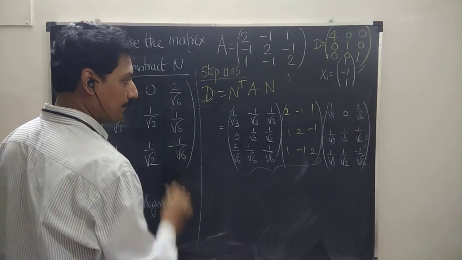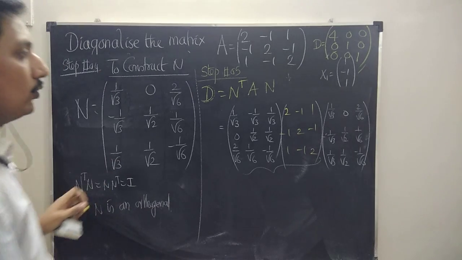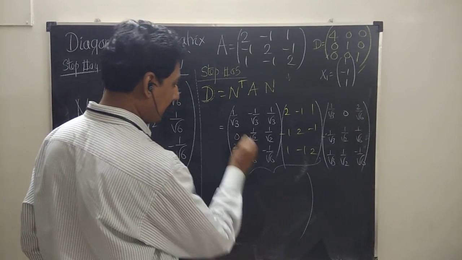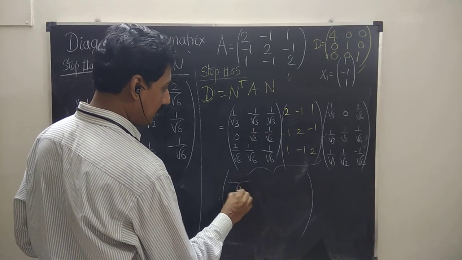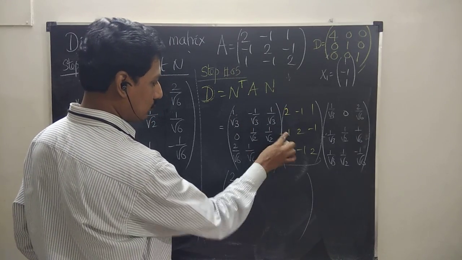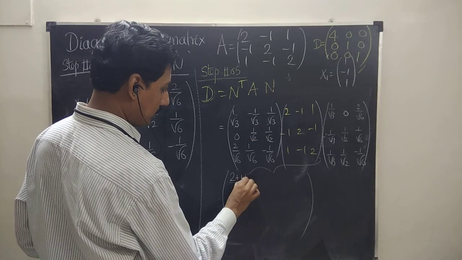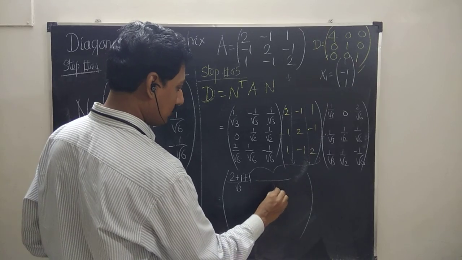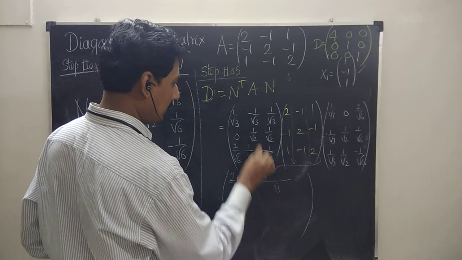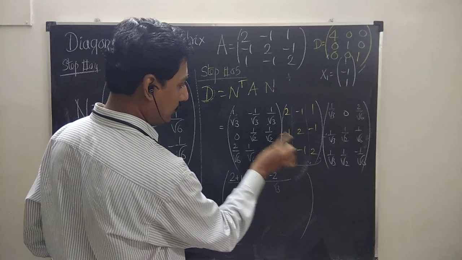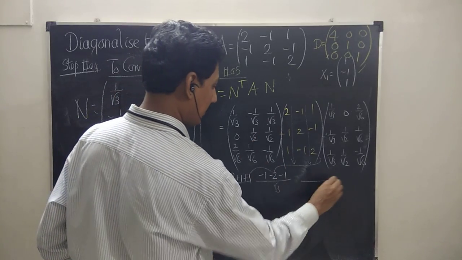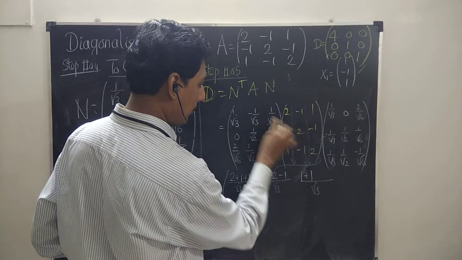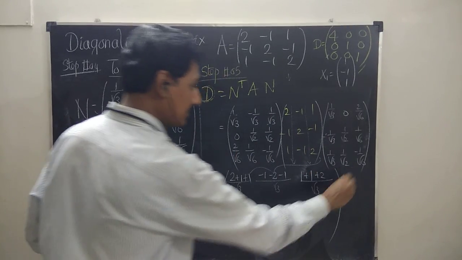Multiply the first two, then multiply the output with the last one. When I multiply the first one, you see that root 3 is common. 1 into 2 is 2, -1 into -1 is plus 1, and 1 into 1 is plus 1. In the second column, root 3 is again common: 1 into -1 is -1, -1 into 2 is -2, 1 into -1 is -1. In the third column, root 3 is also common: 1 into 1 is 1, -1 into -1 is plus 1, 1 into 2 is 2.